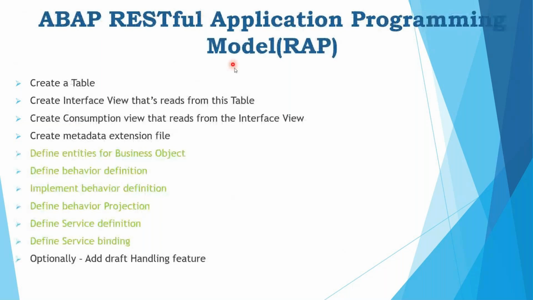But now RAP has come into the picture, and we have additional steps. We are telling you that you are bringing the best practices, best frameworks, but now you are showing me additional steps. Then what is the advantage of using RAP? Creating the table is the same. Creating the interface view that reads from this table was there before. Creating a consumption view from the interface view was there before. Creating metadata extensions was also there before. What is new is that we are going to define entities for the business object. We are going to define behavior definitions, which we just discussed. We are going to implement whatever we have defined in the behavior definitions. We are going to define behavior projections.